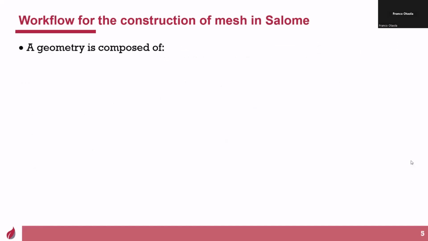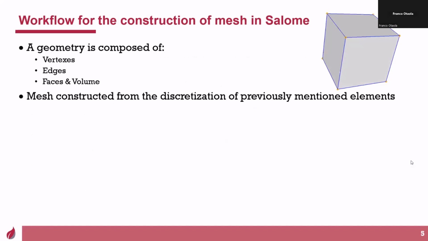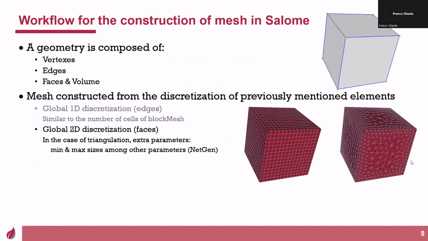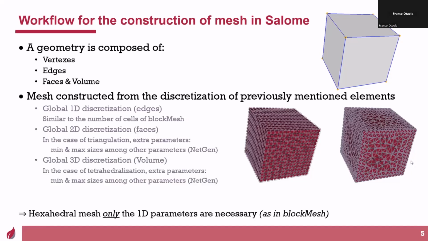So how do we compose a geometry in Salome? We create the vertices, then the edges connecting these vertices, and the face and the volume inside of it. For the meshing part, how do we construct a mesh? First, we discretize the edges. Then we discretize the surface, either as a structured or unstructured mesh. And then from this 2D mesh, we create the 3D mesh, structured or unstructured.